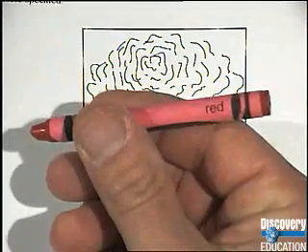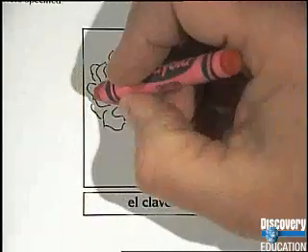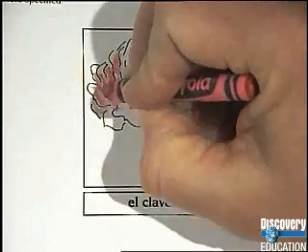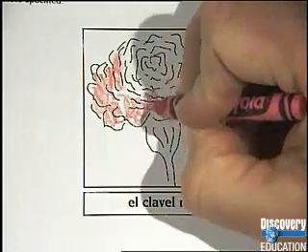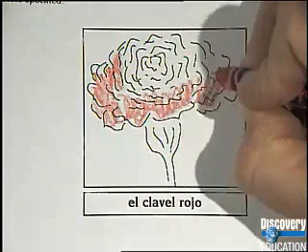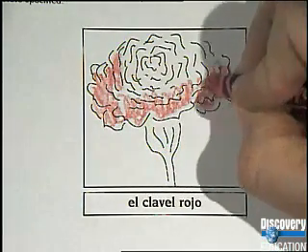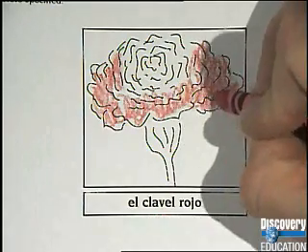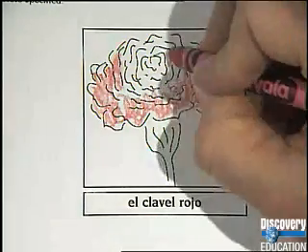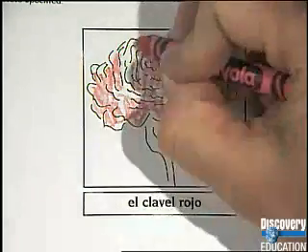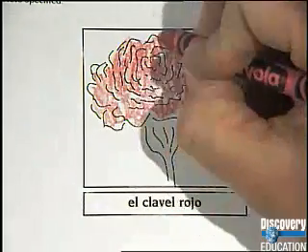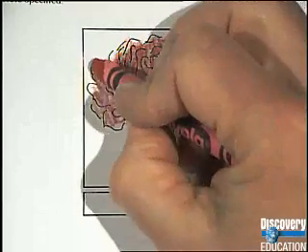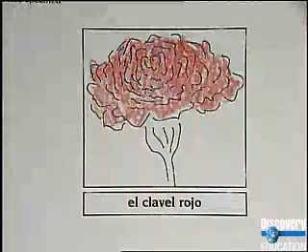And I've got my rojo right here to color this. Now I'm not going to color the stem right now because I might want to come back later and color the stem a different color because I don't think that the stem on the clavel, on the carnation, is rojo. Yeah. Boy, I like to color. I hope you guys do too. One of the things I enjoy doing.